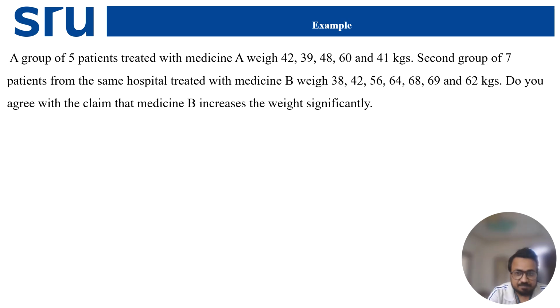Now the next question: a group of 5 patients treated with medicine A weigh 42, 39, 48, 16 and 41 kg. A second group of 7 patients from the same hospital treated with medicine B weigh 38, 42, 56, 64, 68, 69 and 62 kg. Do you agree with the claim that medicine B increases the weight significantly? Here two normal populations are given, right? So we will solve this problem step by step.